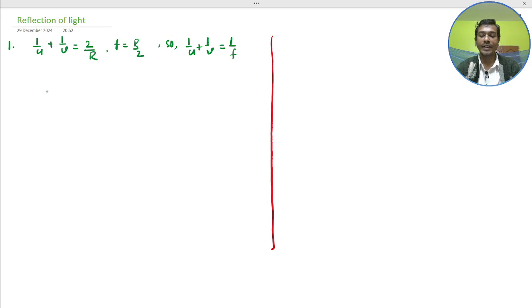Lateral magnification, the height of the image I divided by the height of the object, is written as minus v by u.